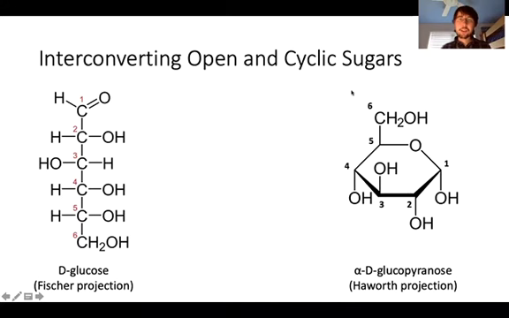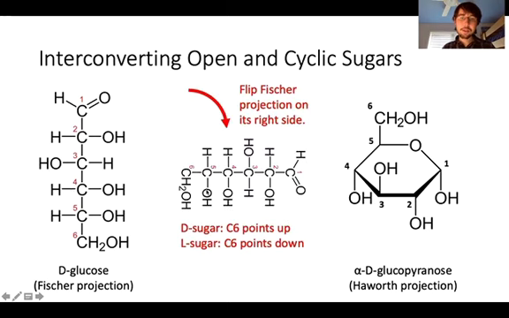So one of the trickiest things in carbohydrate chemistry, at least conceptually, is converting between a Fisher projection and a Haworth projection. And so there's actually a fairly simple way to do it. And the simple rule is you take the Fisher projection and you flip it onto its right side.